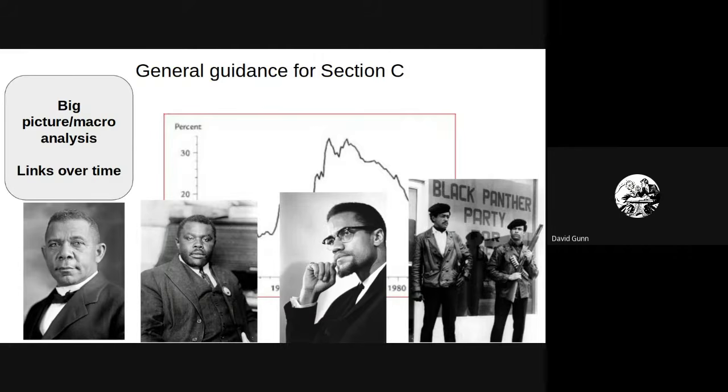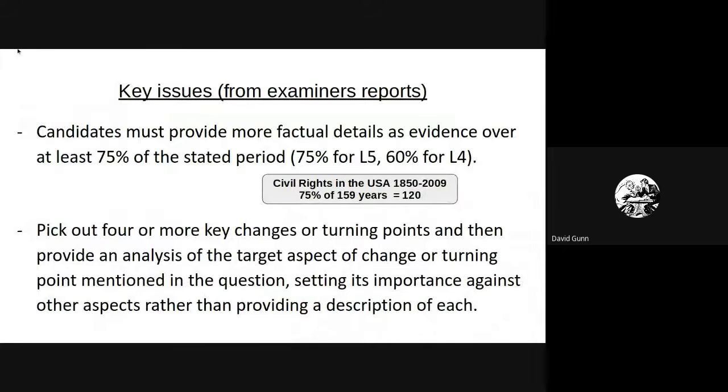So here are some points from the examiner's reports. Looking at a few examiner's reports on paper 3 and section C specifically, it says that to get to level 5, and it did explicitly say this in the 2019 examiner's report, you need to cover at least 75% of the stated period. For the paper 3 that I teach, Civil Rights in the USA, 1850 to 2009, 75% of 159 years works out at about 120 years.